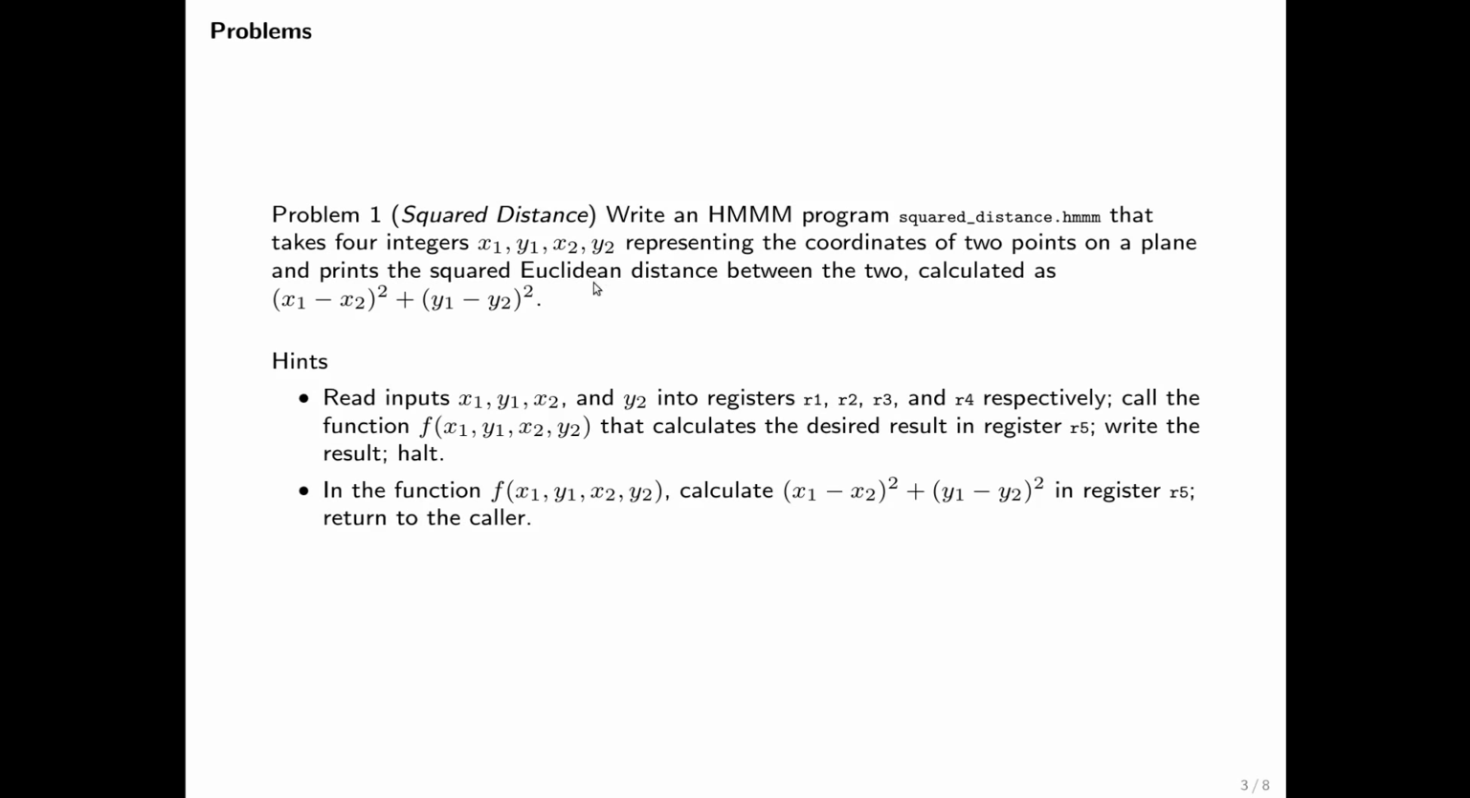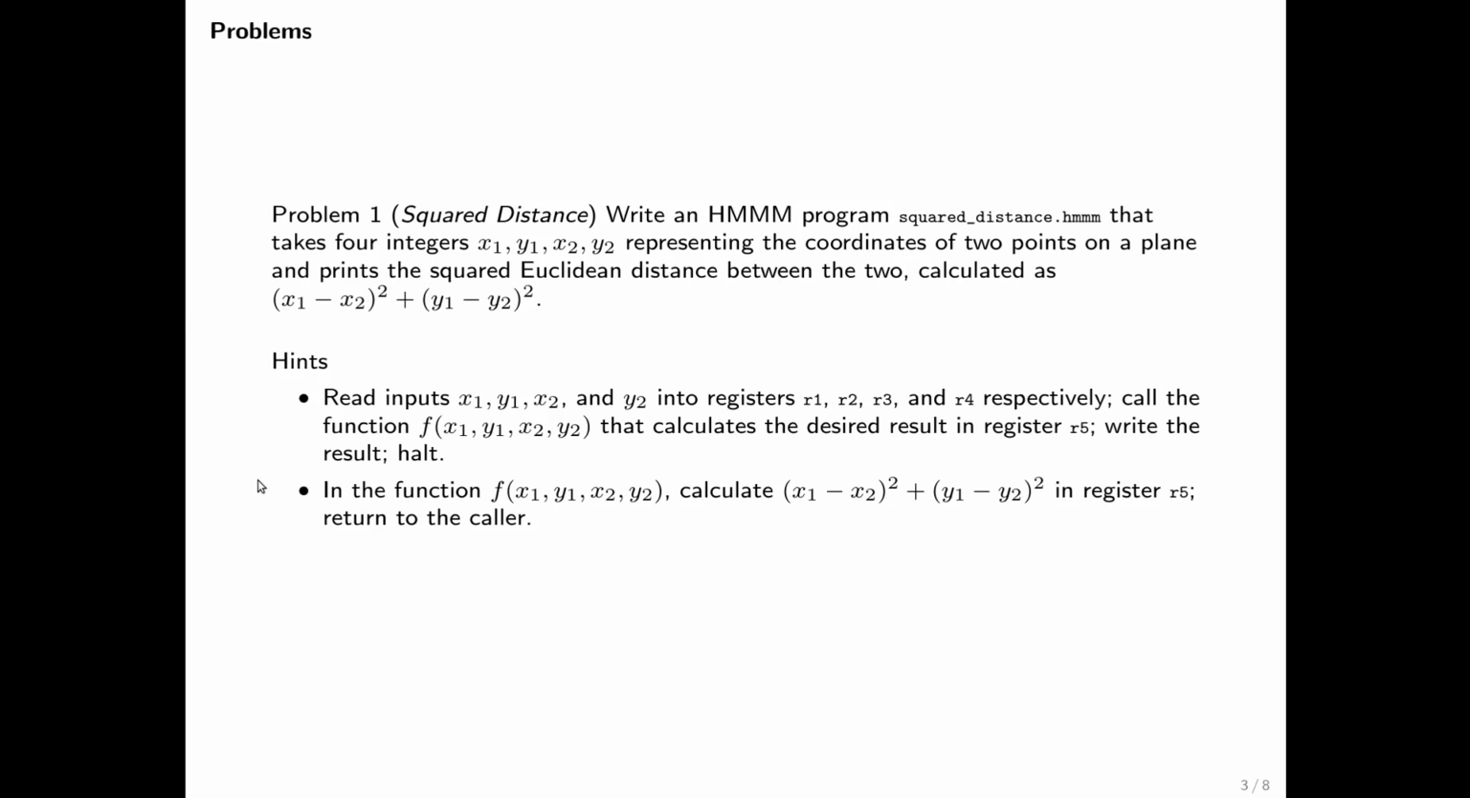Now notice that here we're not interested in the distance itself, but we're interested in the squared distance. So we don't want to be taking the square root of this quantity. So this is almost the Pythagoras formula without the square root sign. And this is the formula that you will be using to calculate the squared Euclidean distance between the points x1, y1 and x2, y2. So here are some hints for this problem.